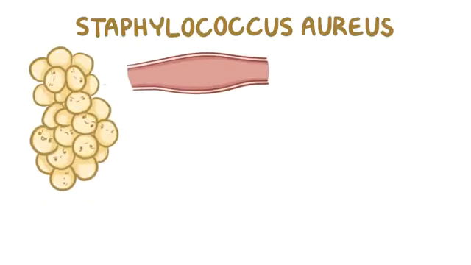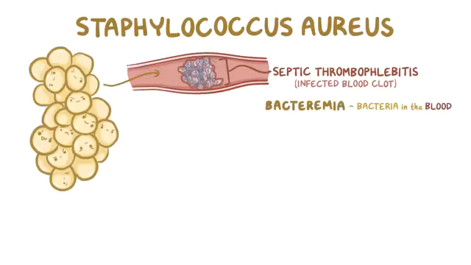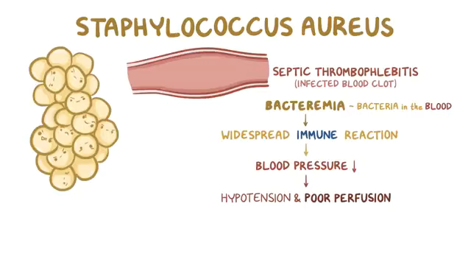Finally, if Staph aureus gets into the bloodstream, it can cause a septic thrombophlebitis, an infected blood clot. In addition, bacteria in the blood is called bacteremia, and it can lead to a number of serious problems. There's typically a widespread immune reaction that causes the blood vessels to expand, and the blood pressure to fall. The result is hypotension and poor perfusion to various organs, a process called sepsis.